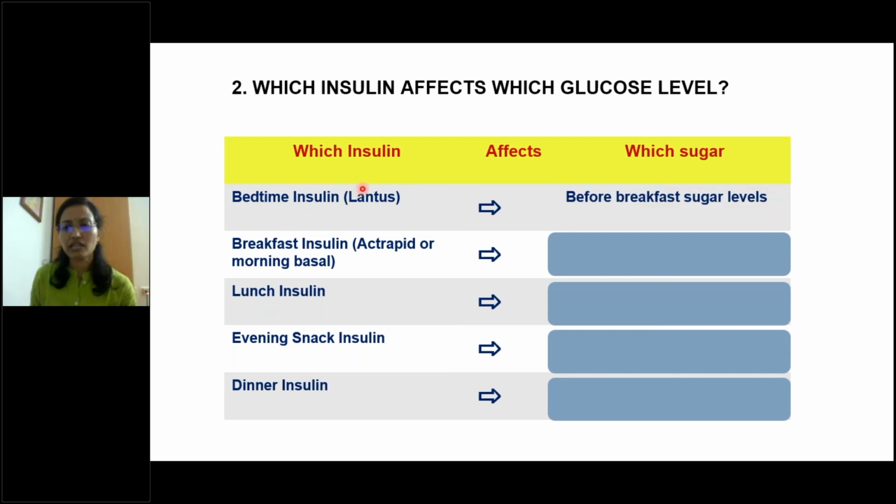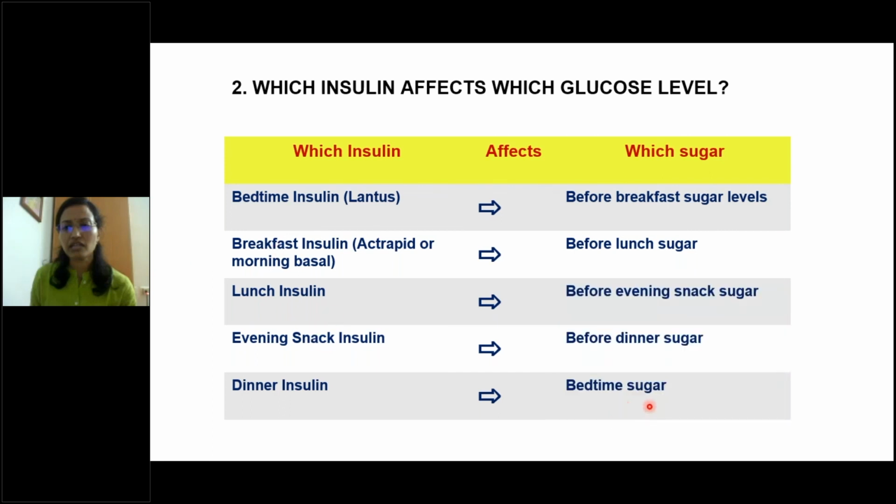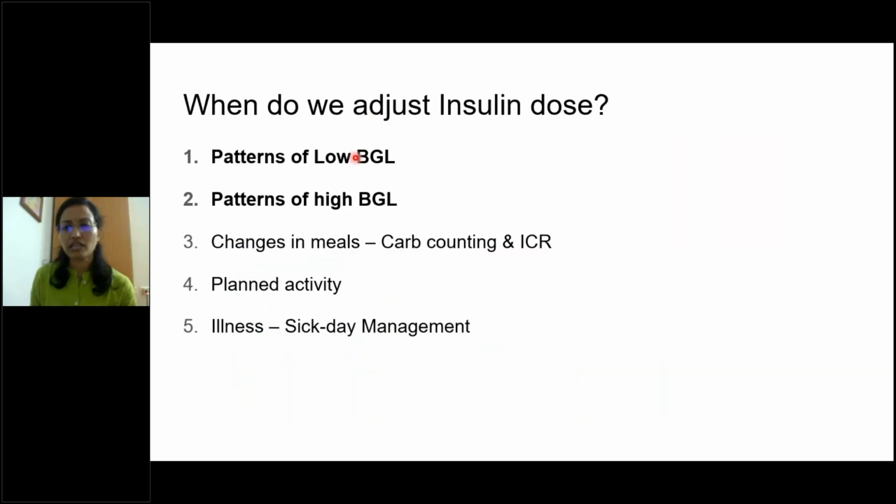Bedtime Lantus affects the before-breakfast sugar levels. Breakfast insulin affects before-lunch sugar. Lunch insulin affects before-evening-snack or even before-dinner sugar. Evening snack insulin affects the after-dinner sugar. That's how you know which insulin affects which sugar. So if lunch sugars are going up and down, you're going to adjust your breakfast insulin.